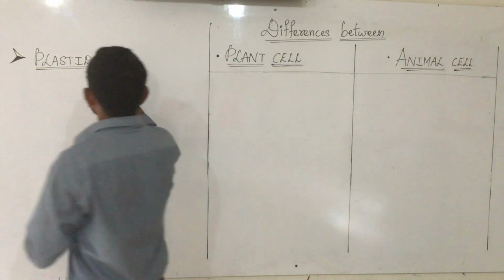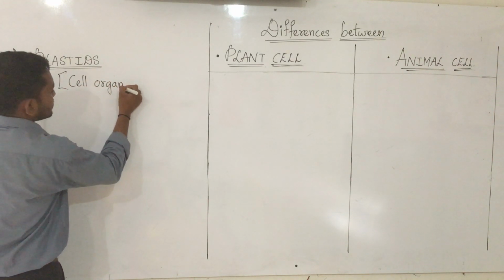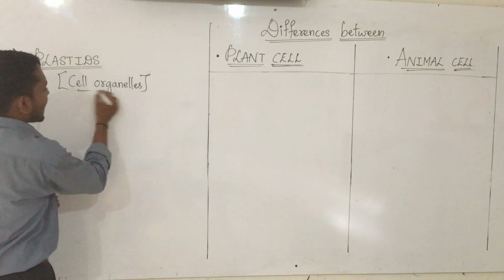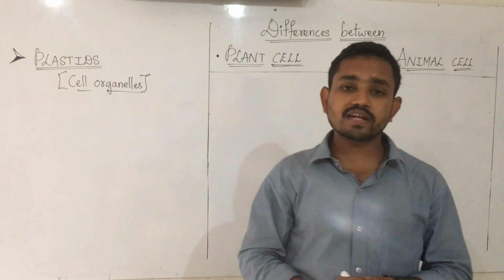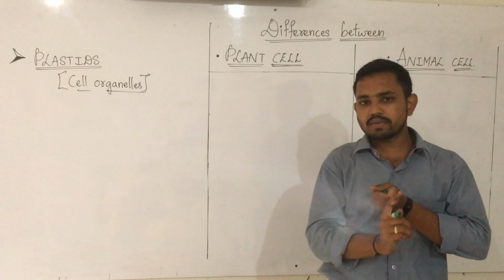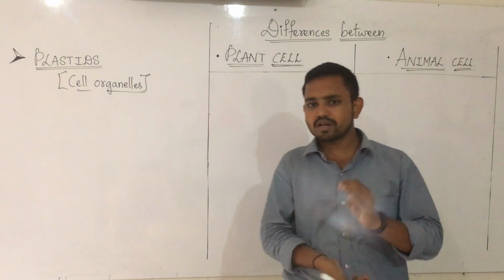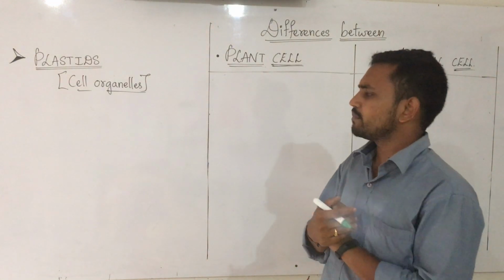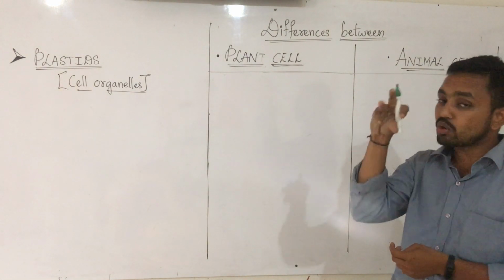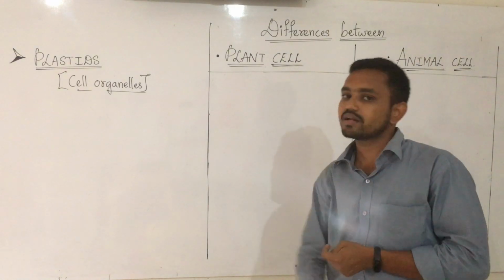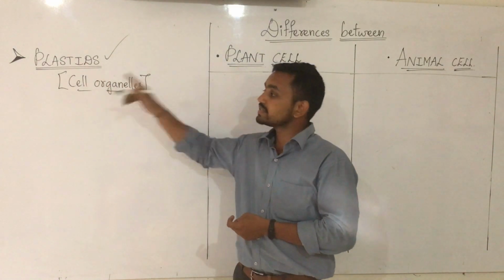Plastids are also a kind of cell organelle. I have already told that a cell consists of different types of cell organelles like plasma membrane, nucleus, cytoplasm, Golgi bodies, ribosomes, endoplasmic reticulum. Many types of cell organelles are found inside the cell. Those tiny structures we call cell organelles. One such important cell organelle is what we call plastids.